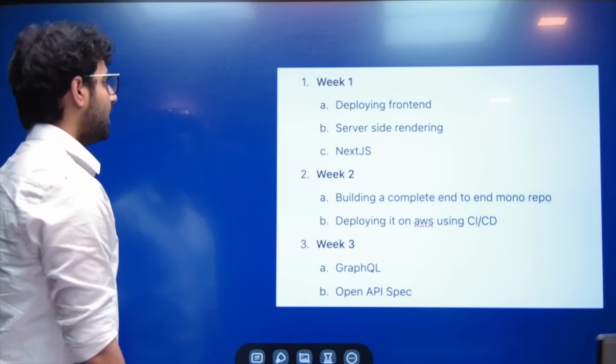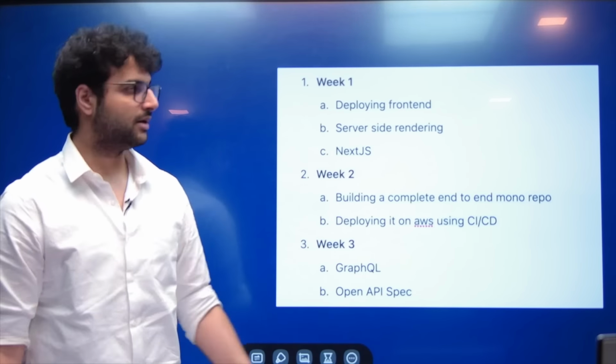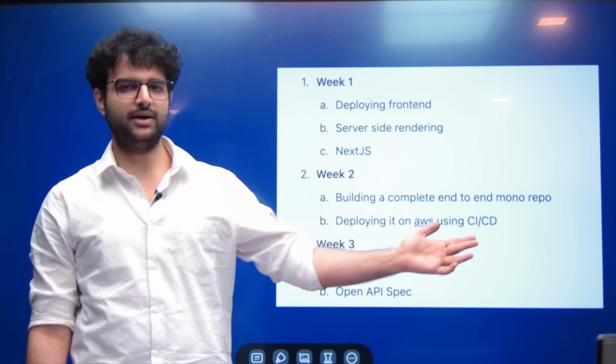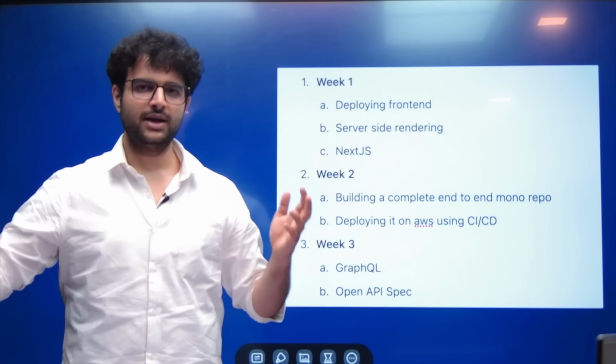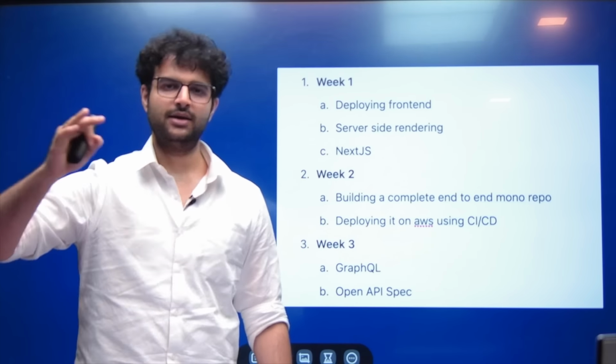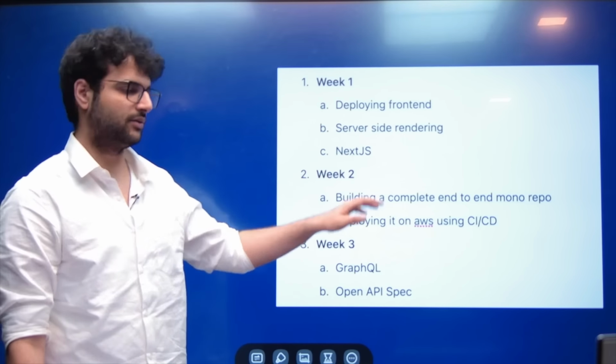Alrighty, now what's coming from here? Week 1, which means the coming week: deploying front ends. We've deployed backend using CI/CD. Front ends are very different. How are they different from backends? And how does front end deployment change as you move from React to Next.js? When we understand this, we also have to understand server-side rendering and Next.js. That's what the next week is going to be.